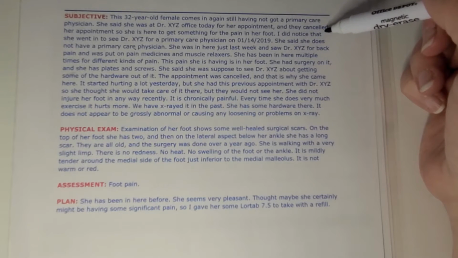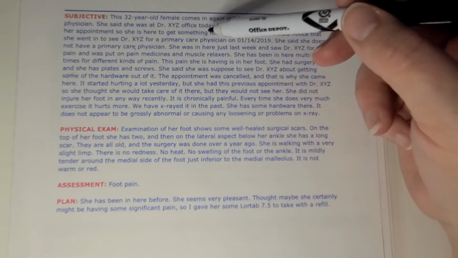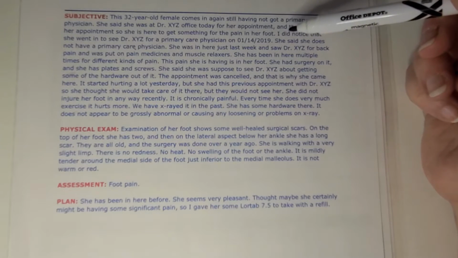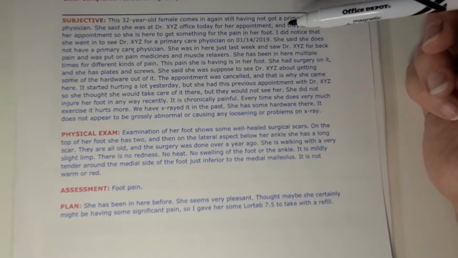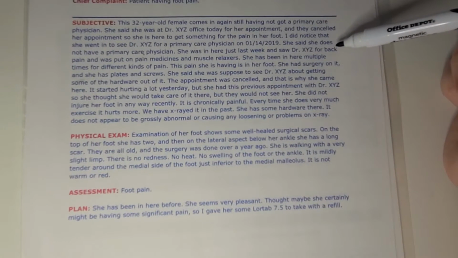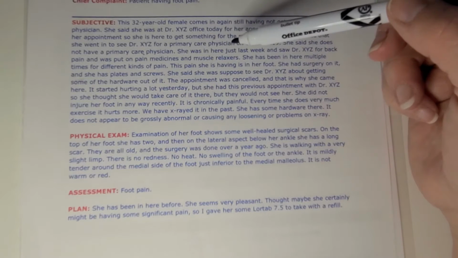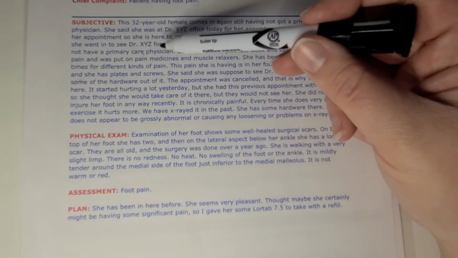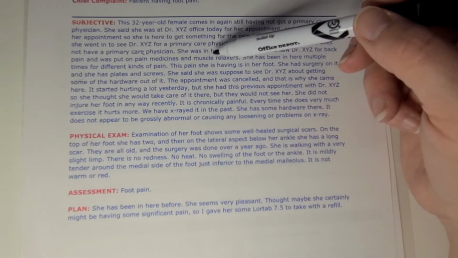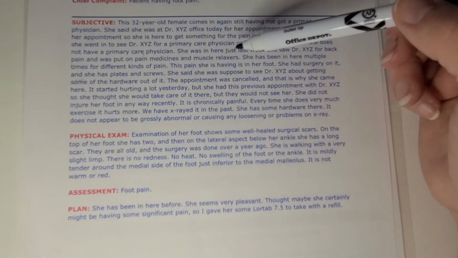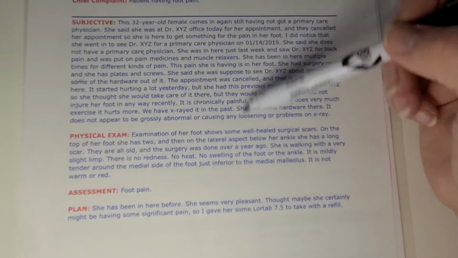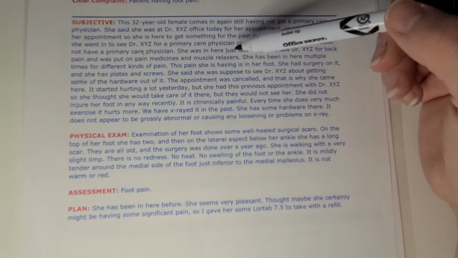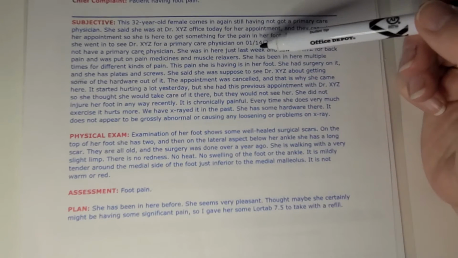I did notice that she went in to see Dr. XYZ for a primary care physician appointment on January 14th of 2019. She says she does not have a primary care physician. She was in here just last week and saw Dr. XYZ for back pain and was put on pain medicines and muscle relaxers. So maybe if we'd have had that they took this pain medicine or muscle relaxer and it made it better or worse, or what the outcome of that was, we could have counted this as a modifying factor. Maybe it'll be down here somewhere, but so far, just the fact that she was on pain meds and muscle relaxers doesn't actually count yet for a modifying factor.